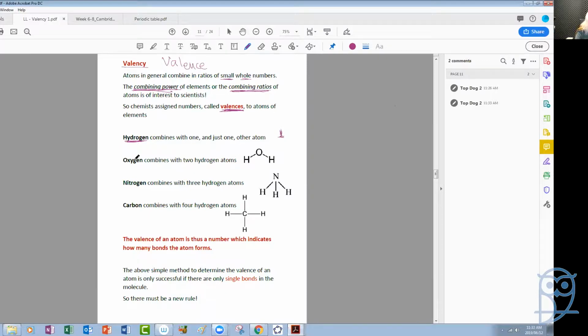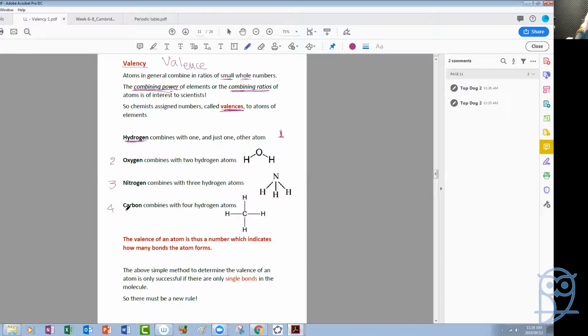Now, an oxygen atom, though, can combine with 2 hydrogen atoms. A nitrogen atom can combine with 3 hydrogen atoms. The carbon can combine with 4 hydrogen atoms. So they assign the numbers of 2 for oxygen, 3 for nitrogen, and 4 for carbon. And these numbers are the ones that we have called since then the valency of these atoms. 2 for oxygen, 3 for nitrogen, and 4 for carbon.